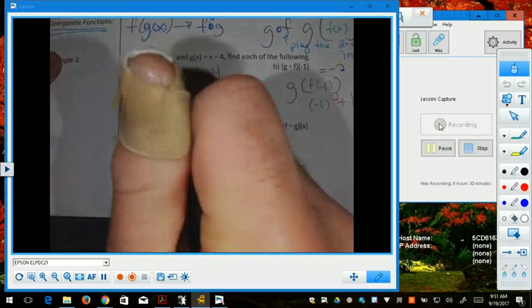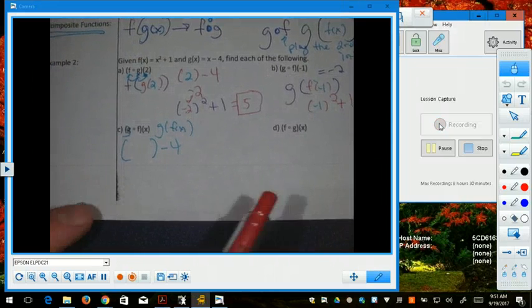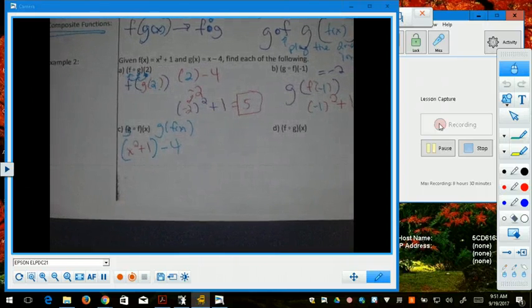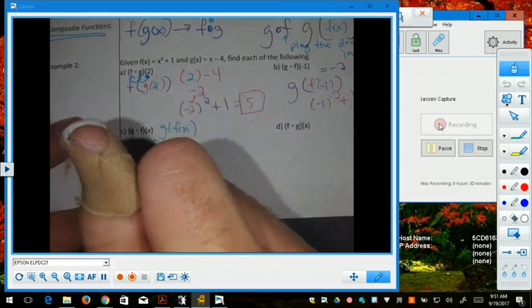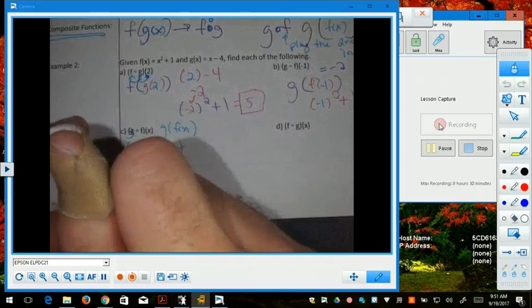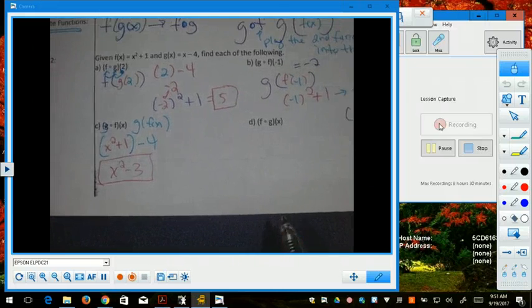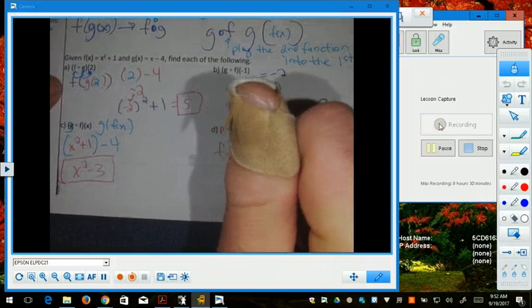So G is x minus 4. That's G. By the way, this is G of f of x. And so now I'm going to plug f into it. This is x squared plus 1. Before I simplify, I look at my function, and we'll talk about that in a second. So I've got x squared minus 3. There's my resultant function. Try this for letter D. Do f of g of x.